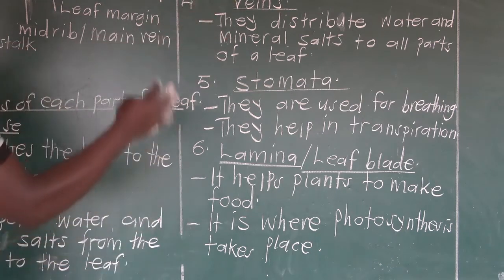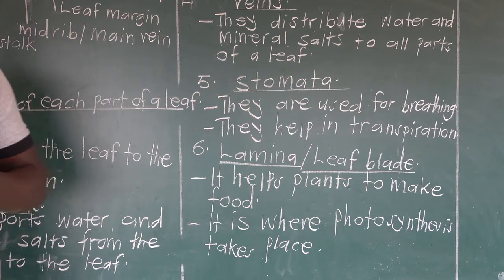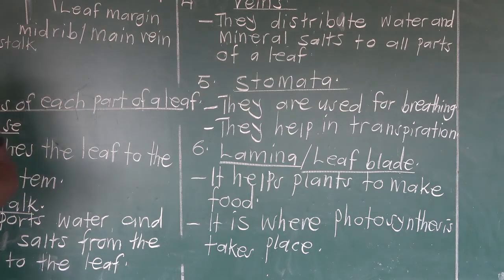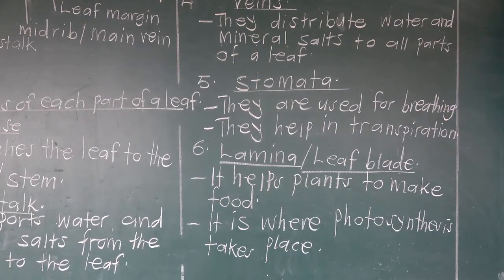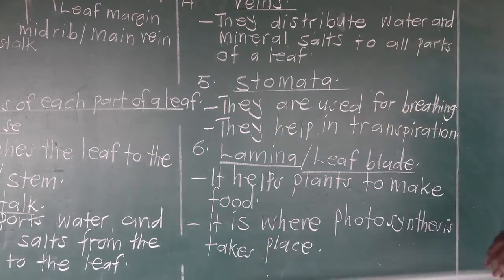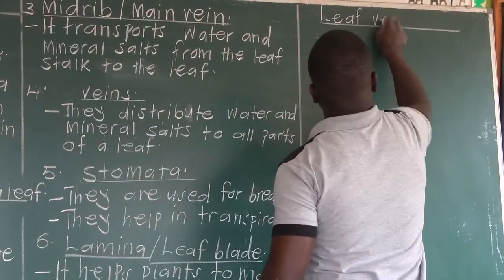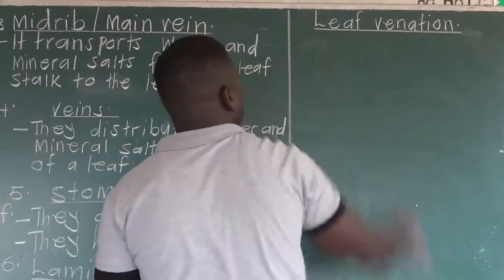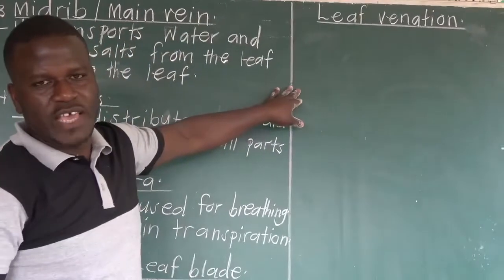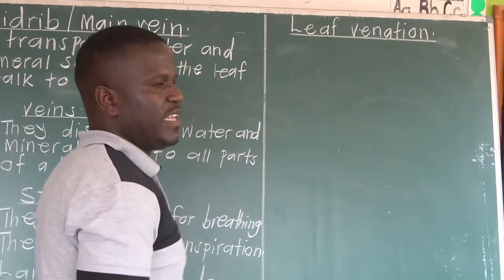Now, after these parts of a leaf, there is an activity which you are supposed to answer. The activity is on page number 4. So you open your page 4, answer that activity about parts of a leaf. Next, you look at leaf venation. Leaf venation is the arrangement of veins in a leaf.